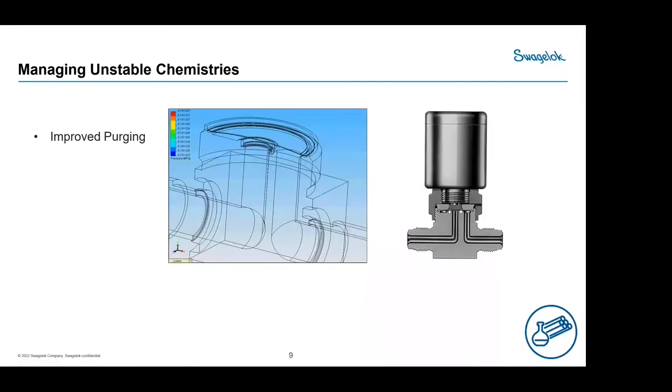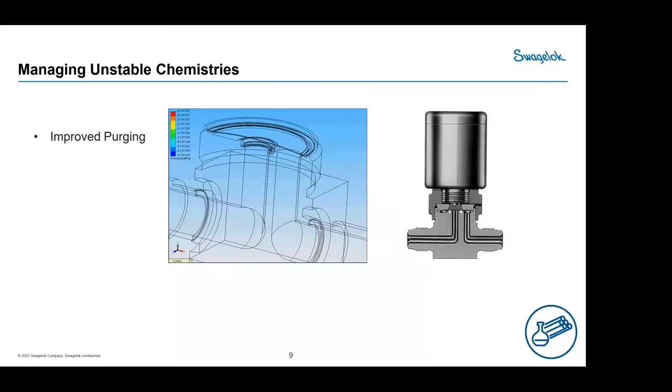Let's look at the first one, managing unstable chemistries. When we talk about managing unstable chemistries, we're always looking at the right kind of valves, right kind of material, the pressures, the temperatures, and so on and so forth. We always have to have that fundamental basics that we have to take care of. And we all work in the design field. Most of us on the call, I was looking at the list of attendees, we all work in the design field and we understand it really well.